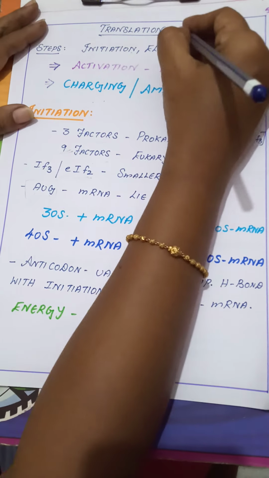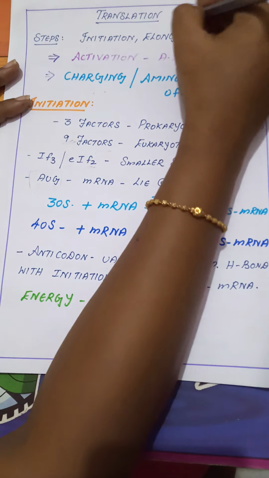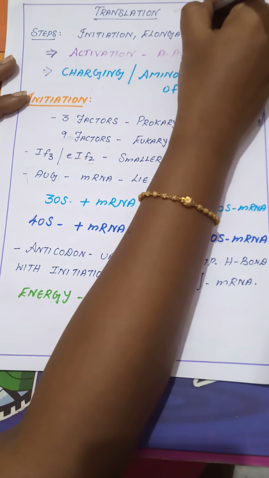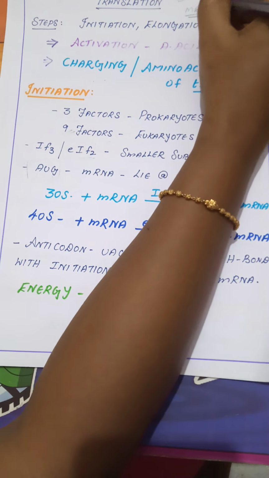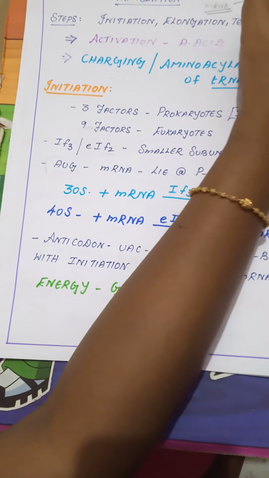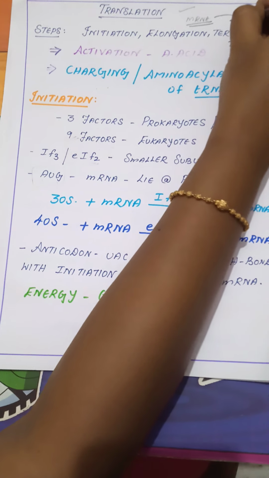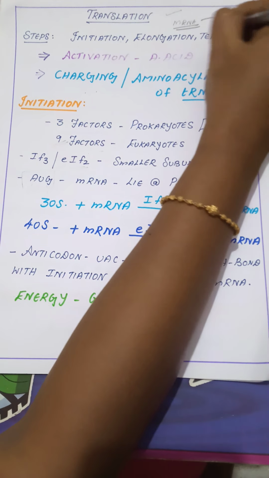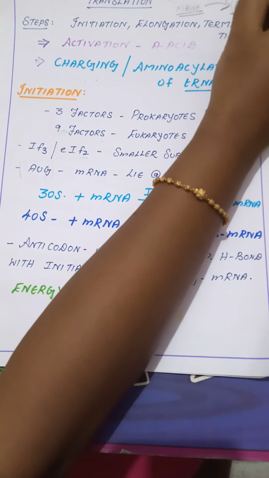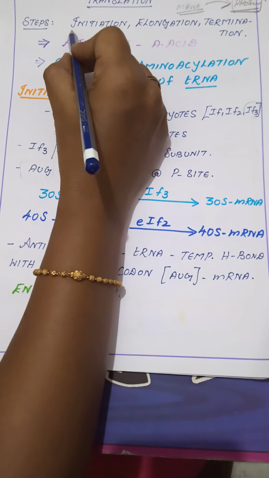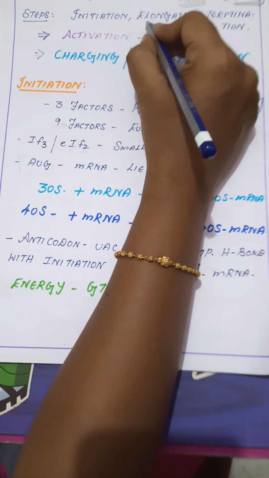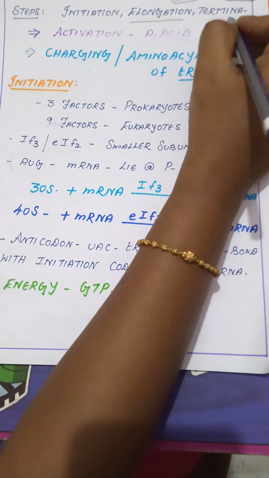Now, the translation. In the process of translation, what happens here? This is the first step in the synthesis of a protein, where the codons present in the mRNA get decoded by tRNA, which carries the information to the protein, and it involves the synthesis of a polypeptide chain. Protein synthesis takes place here in the cytoplasm. There are three main steps involved: initiation, elongation and termination.